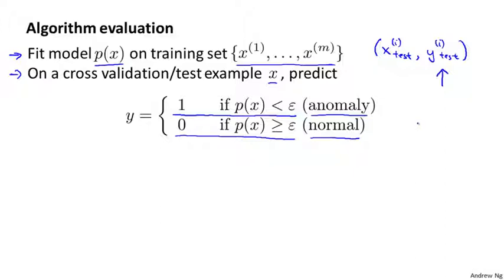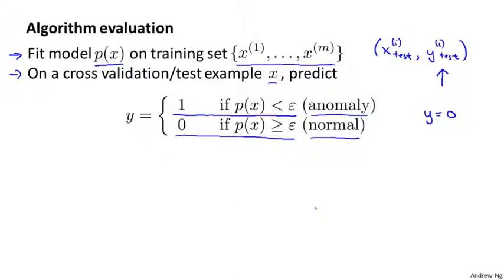And this puts us somewhat closer to the supervised learning setting, where we have a labeled test set and our algorithm is making predictions on these labels, and so we can evaluate it by seeing how often it gets these labels right. Of course, these labels will be very skewed, because y equals 0, that is normal examples, will usually be much more common than y equals 1, anomalous examples. But this is much closer to the sorts of evaluation metrics we can use in supervised learning.